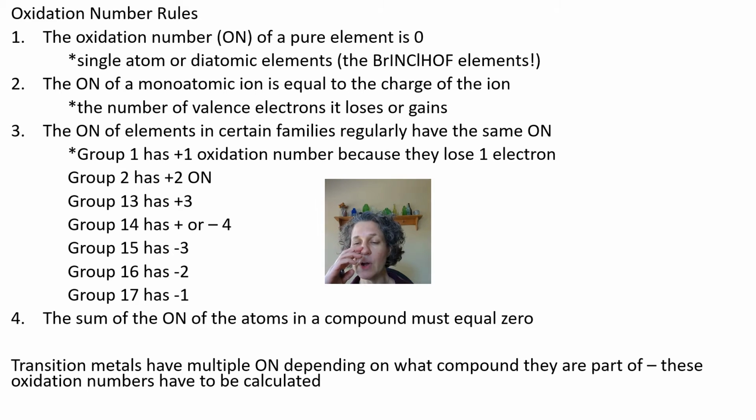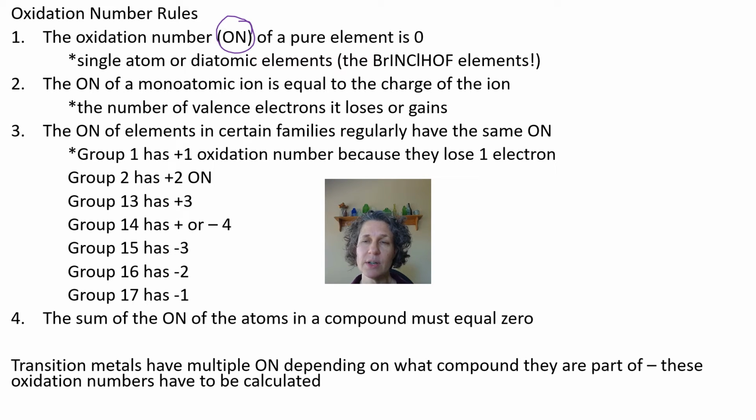Okay, so here are the rules for oxidation numbers. In a lot of cases from here on out in this PowerPoint, I'm going to put ON, capital O, capital N, for oxidation number, by the way. Okay, so if it's a pure element, then the oxidation number is 0.